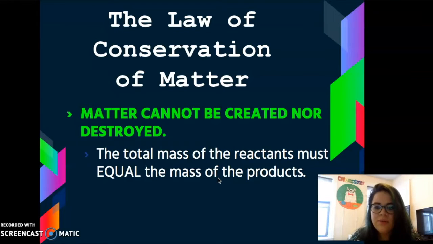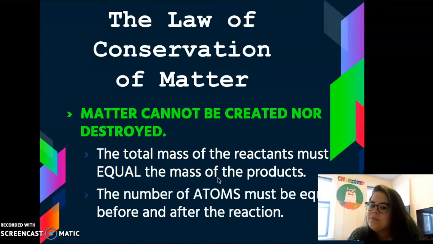Today we're going to be looking a little bit closer, and not just looking at total mass, but rather the number of atoms. Looking at the number of atoms before the reaction and the number of atoms after the reaction, knowing that those two things must be equal. You can't start with 10 oxygens and end with 7. Where did those other 3 go? That's what we're going to be doing when we're attempting to balance chemical equations.